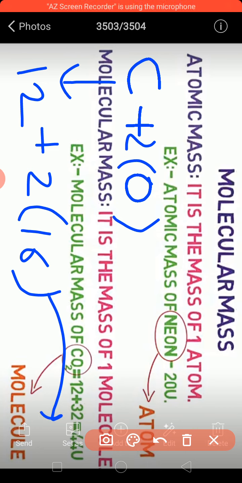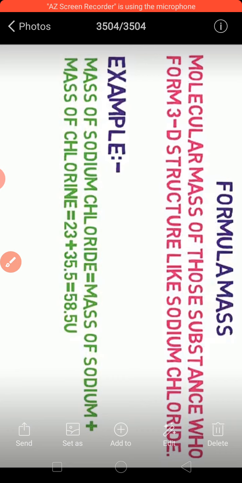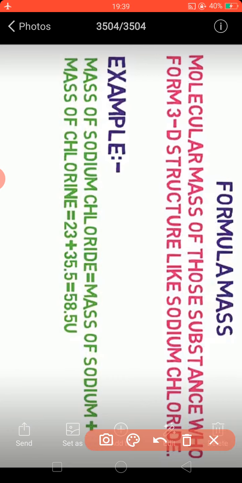So now you have learned how to calculate molecular mass. It's very simple. Then again moving to the next page. This is the last page. What is written here is formula mass. This is nothing separate from molecular mass, but the name is different. Why is the name different?